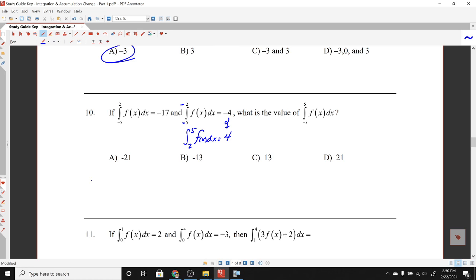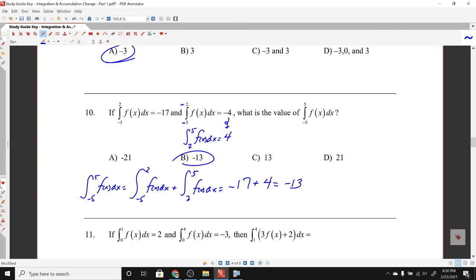Now we can use the property that the integral from -5 to 5 of f of x dx is going to equal the integral from -5 to 2 of f of x dx plus the integral from 2 to 5 of f of x dx. And so therefore that's going to be -17 plus 4, which is -13. And that takes us through number 10. And we'll pick it up in the next video.